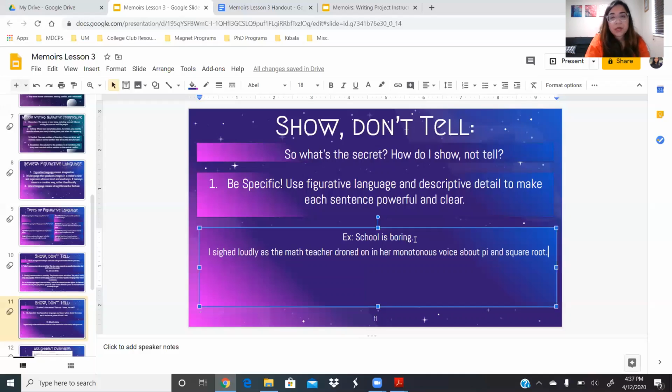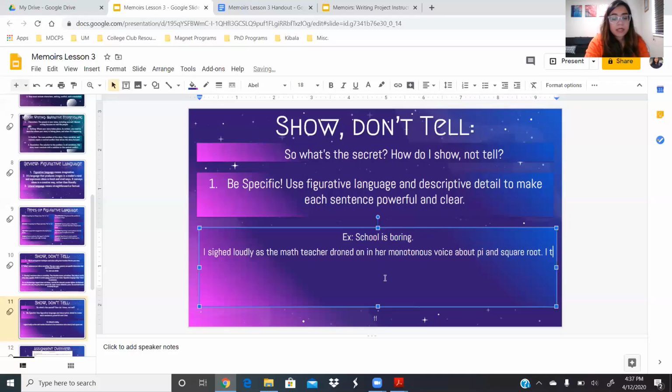So sometimes when you're showing and not telling, the best way to do this is to write multiple sentences. So school is boring is one very boring sentence. It's 3 words. It's not that descriptive. When we give descriptive detail, it makes our writing longer, and it makes it more effective and more clear. So instead of writing just one sentence, I'm going to make it into multiple sentences. So I sighed loudly as the math teacher droned on in her monotonous voice about pi and square root. What else would I do? I would tap my pencil.